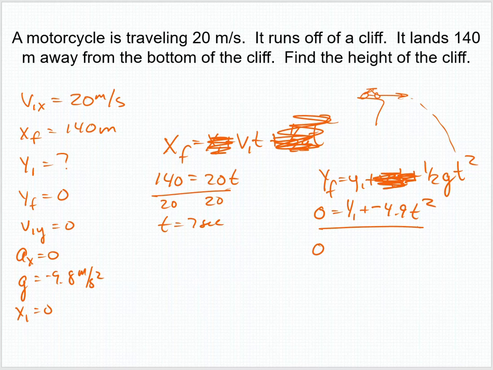I can come over here and say 0 equals yi plus negative 4.9 times 7 squared. From this we get yi equals 240.1 meters. So yi, or the height, turns out to be 240.1 meters.